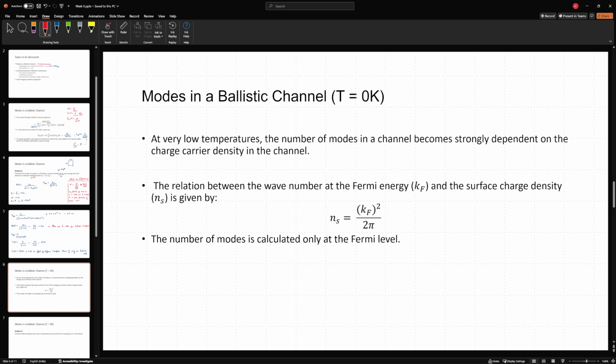now we shall try to understand the idea of the number of modes in a ballistic channel at T equal to 0 Kelvin. So why is this important? This will essentially allow us to identify the basic character of our channel. Now remember, how did we identify, what is the chief characteristic that we use to define silicon as a semiconductor? Now, why is silicon a semiconductor? That is the question I'm asking.